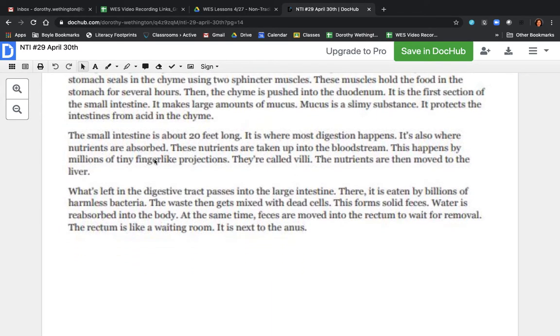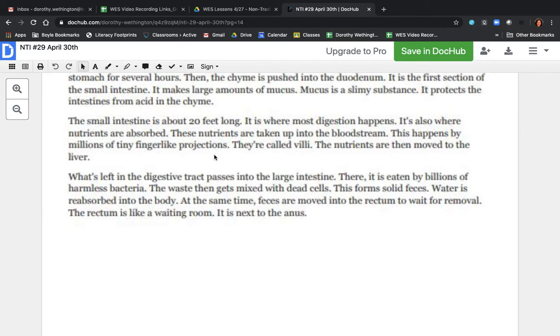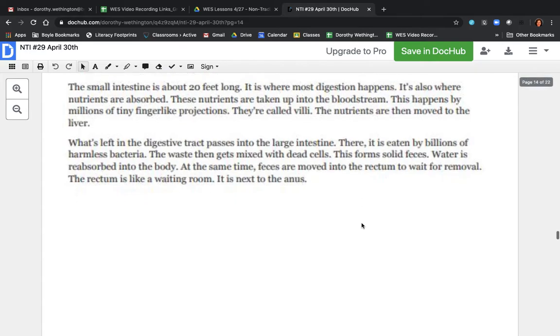What's left in the digestive tract passes into the large intestine. There, it is eaten by billions of harmless bacteria. The waste then gets mixed with dead cells. This forms solid feces. Water is reabsorbed into the body. At the same time, feces are removed into the rectum to wait for removal. The rectum is like a waiting room. It is next to the anus.